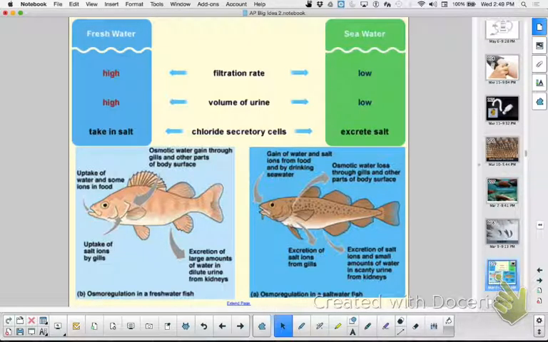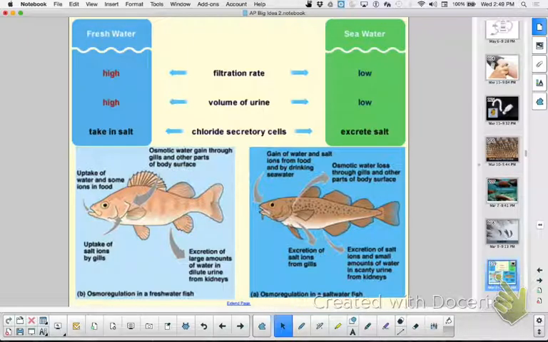So you look at freshwater organisms. Freshwater organisms tend to be what to their environment? Hypertonic. So water flows in. So if you look here, their filtration rate is very high because they can afford to lose some water, because water is always coming into them.